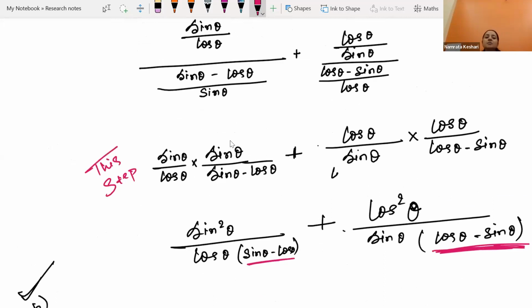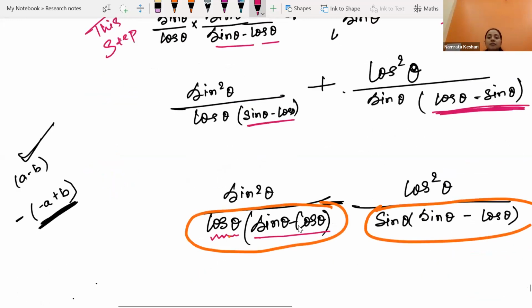Now again, it seems like simplification will be possible. But before proceeding, we can notice that sine theta minus cos theta is there in one bracket, and cos theta minus sine theta is there in the other. So before doing the simplification, taking the LCM again, we will make the denominators the same if that is possible. We have taken the minus sign common from the other bracket. See, it was cos theta minus sin theta here, and we made it sin theta minus cos theta. Check it.